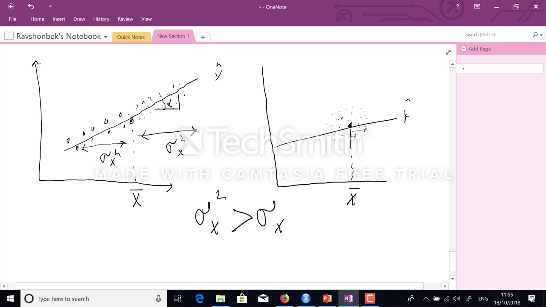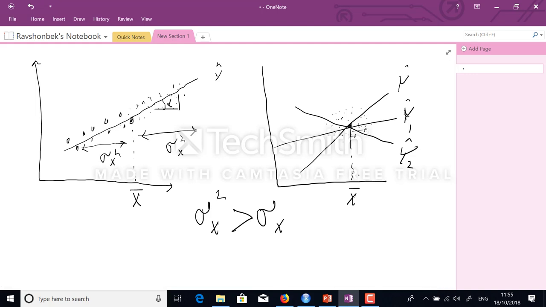So I can put a y hat here. This is one. I can put this. I can even put this. And all of them look valid to me, because there's no correlation between them. X is close to its mean at every point. While here, it's not. There is some variation in the second one.